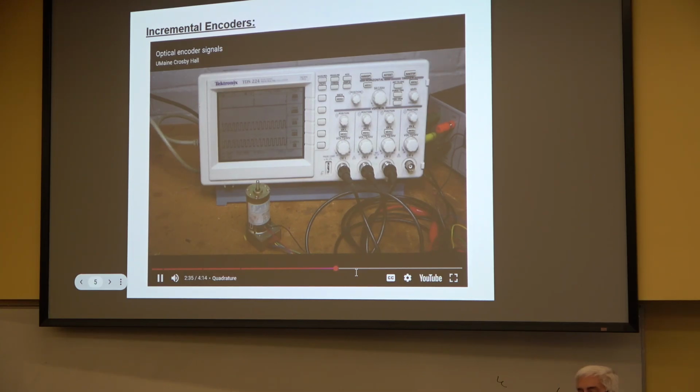And you can hear the motor pick up speed, and you can see that the pulse width got narrower, but it's still 50% on, 50% off, and the two pulse trains are offset by 1/4 of a pulse. So if I increase the speed fast enough, we can actually get 2 sync pulses on the screen.